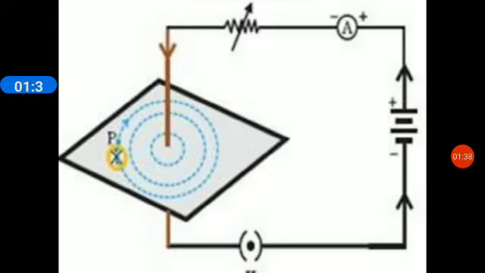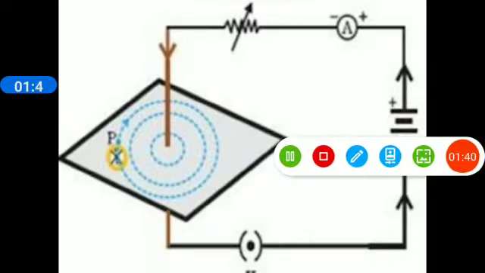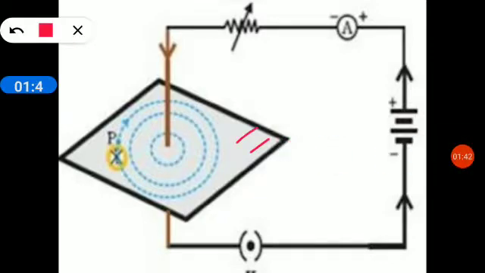Take a sheet of stiff but smooth rectangular cardboard. This is your smooth rectangular cardboard. Pierce a hole through its center. This is your hole. Now place the cardboard horizontally and pass a long straight thick wire, this is your thick wire, vertically straight through the hole. Now connect, what you have to connect? You have to connect an ammeter, rheostat, battery and a key.